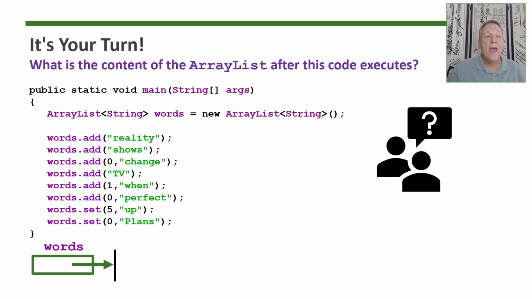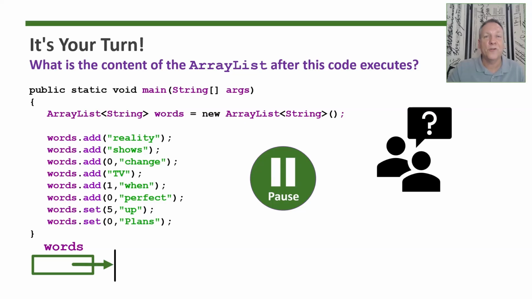So your turn. How about this? I've got a new ArrayList called words. It's an ArrayList of strings. And I have a number of calls to the add methods, both versions, and the set methods. We have the words reality, shows, change, TV, when, perfect, up, plans. But what is the ArrayList going to look like after this code executes? So go ahead and pause the video here and take a moment to see if you can see what order these words are going to be in and what that ArrayList looks like by the time this code executes.